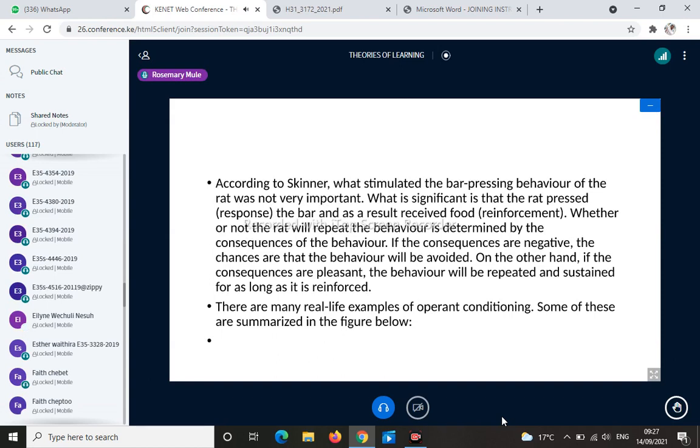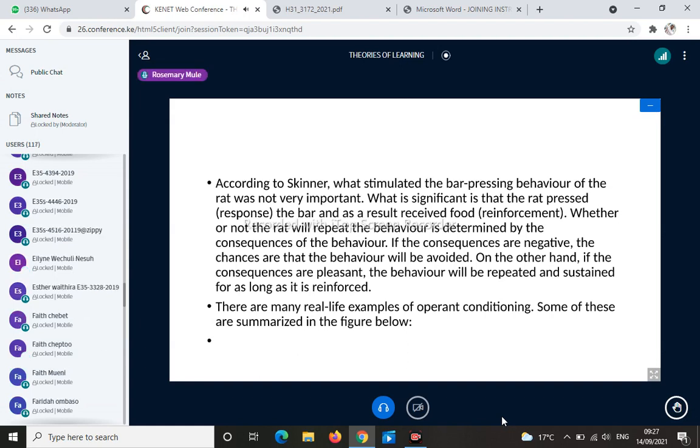So according to B.F. Skinner, what stimulated the bar pressing behavior of the rats was not very important. What is significant here is the fact of the rat pressing the bar was a response. And as a result, the rat received food. So the food was the reinforcement. Whether or not the rat will repeat the behavior is determined by the consequences of the behavior.